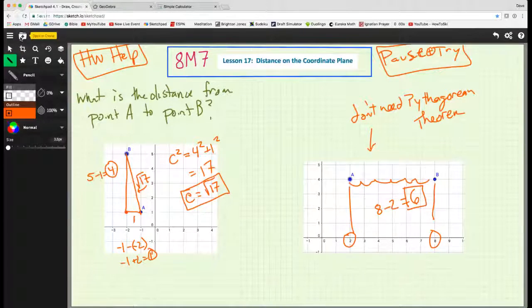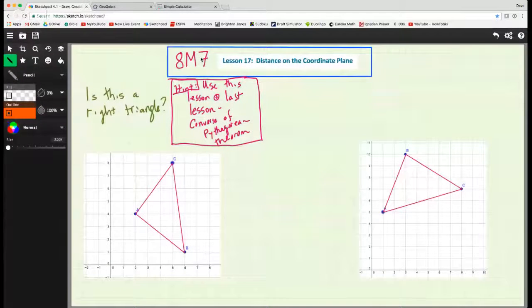Okay, now we're going to do one more thing, and that is this. We're going to answer the question about, are these right triangles? So we're going to use this lesson that finds the distance between 2 points, and then we're going to use last lesson, the converse of the Pythagorean theorem. So this is a two-step. We're going to use 2 steps to solve.